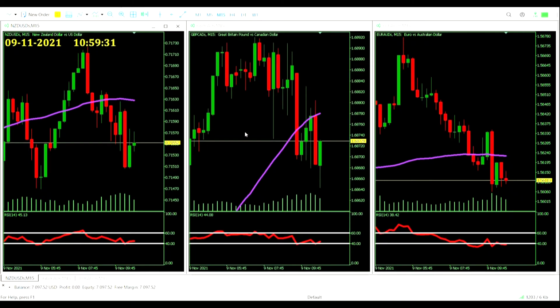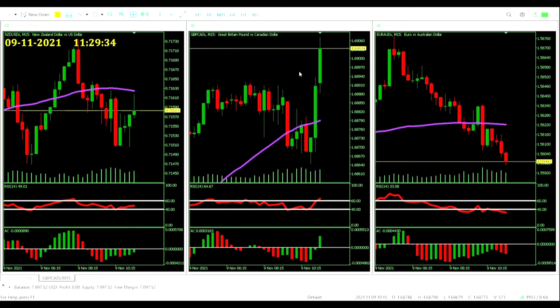For now, let's get back on the charts as we are about to close off the period in 30 seconds. Doesn't look as though any signals are going to come. We're looking at the Great British Pound Canadian dollar chart in the middle. And the last two periods, price has skyrocketed and it's swung the RSI all the way into the overbought territory. Currently around about 64.65 is the reading.